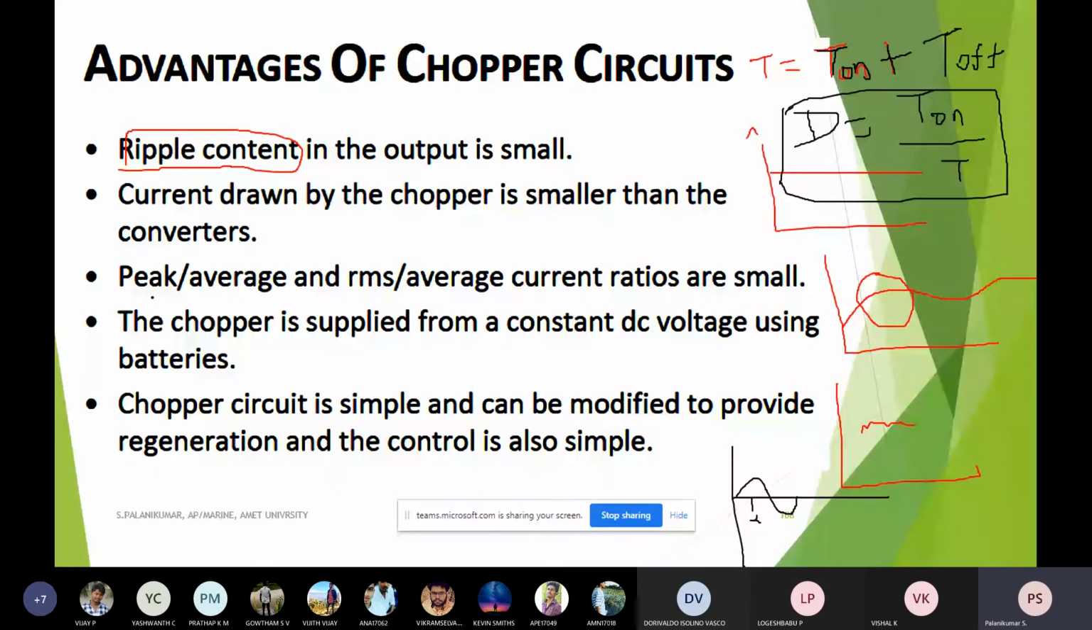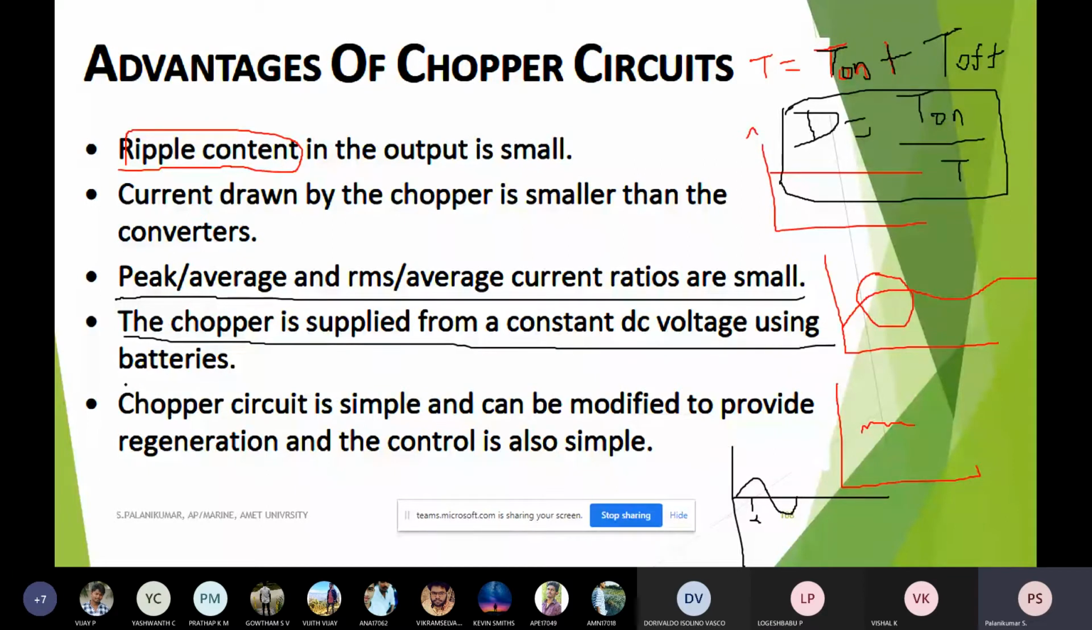And apart from that, the peak to average and RMS to average current ratios are very, very small, so there is not much difference like in converters. In converters, the peak and average, RMS and average currents are very high, whereas here it is very, very small. And the chopper is supplied from a constant DC voltage using batteries. This is a very important concept because I need a fixed DC voltage. Fixed DC to variable DC is the main purpose of going for a chopper. So if you want a fixed DC voltage, I have to use batteries.